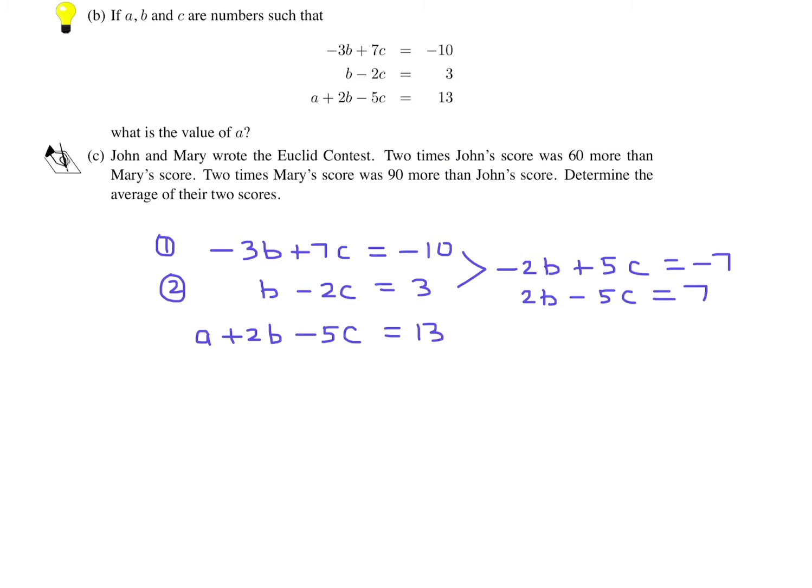And there you go. I just got the value for that. So that means a plus this, which is 7, is equal to 13. And therefore a is equal to 6. So there you go. A little bit of cool manipulation. You can figure out a pretty quickly.